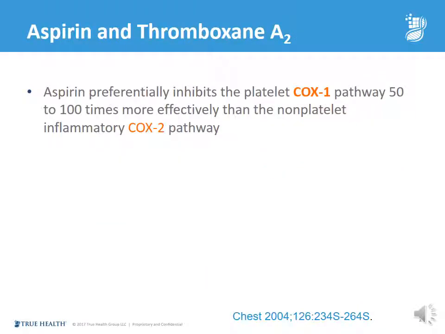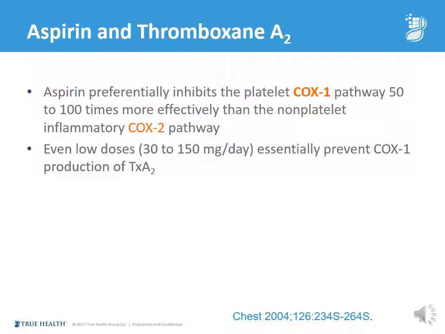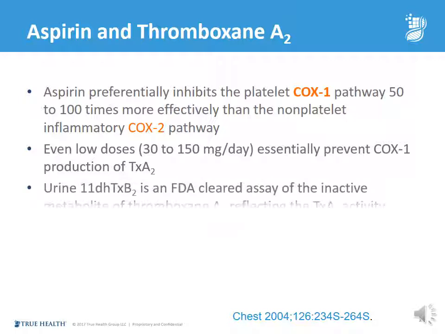Aspirin preferentially inhibits the platelet COX-1 pathway 50 to 100 times more effectively than the non-platelet COX-2 pathway, and it does that at the very tiny baby doses. You don't need 325 milligrams in the overwhelming majority of patients to inhibit the COX-1 pathway. Even low doses are all that is necessary to reduce thromboxane A2 production.